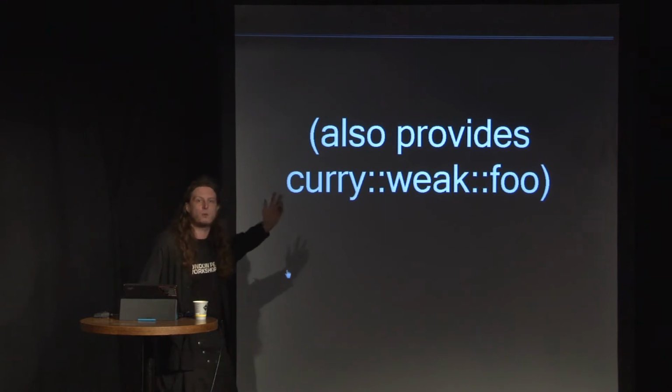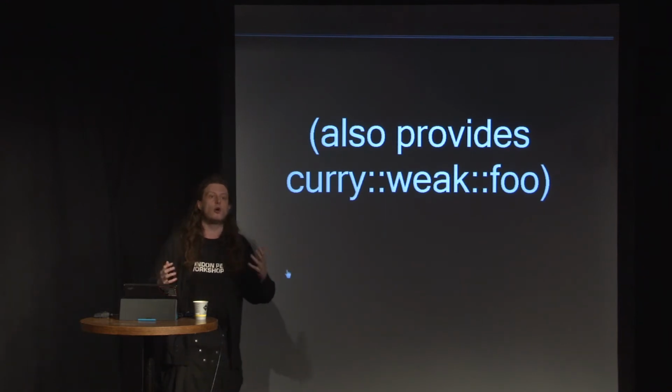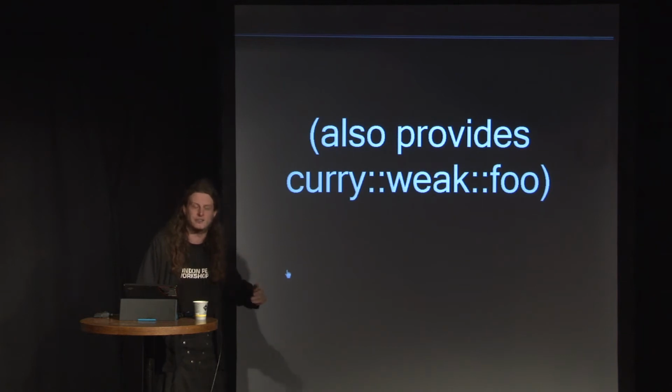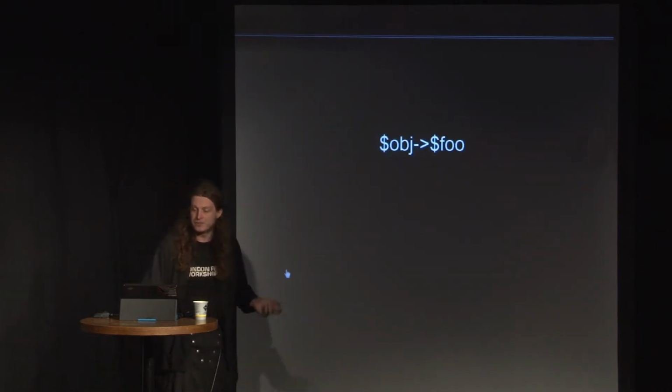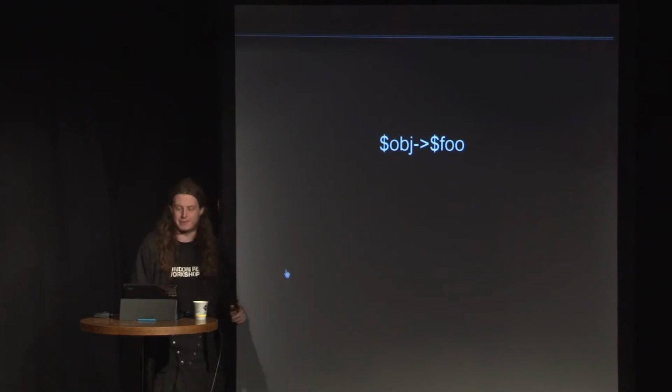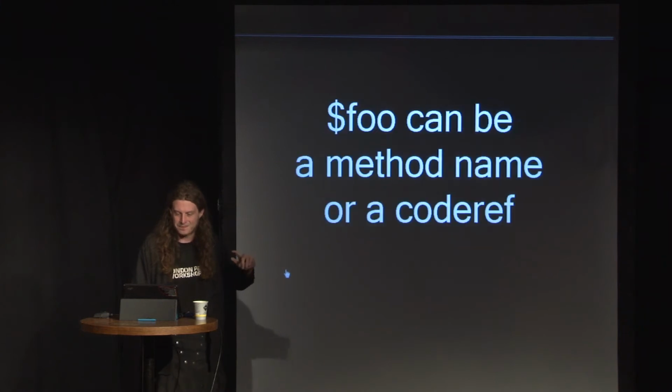There is also a curry::weak::foo for when you want a callback that doesn't keep the object alive. And again, that's trivial. Okay, next one. $obj->$foo. Okay, we've all done this with a method name. The interesting thing is, it can be a code ref as well.